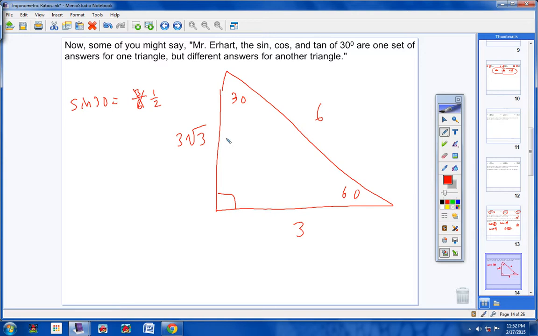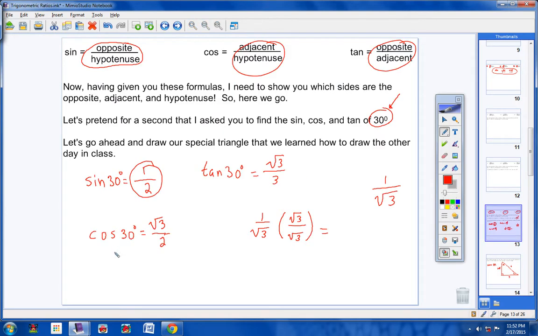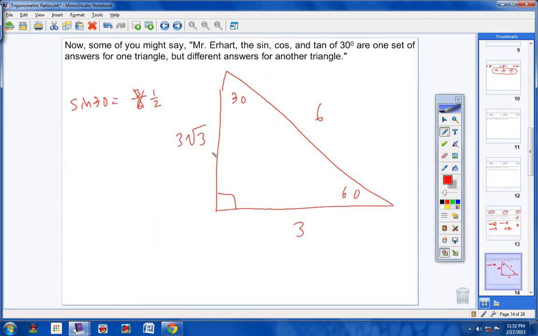And so it does not matter how big the triangle is. The sine of 30 will always be 1 half, okay? The cosine of 30 will always be square root of 3 over 2. In fact, let's do that over here. Let's go ahead and find the cosine of 30, okay?